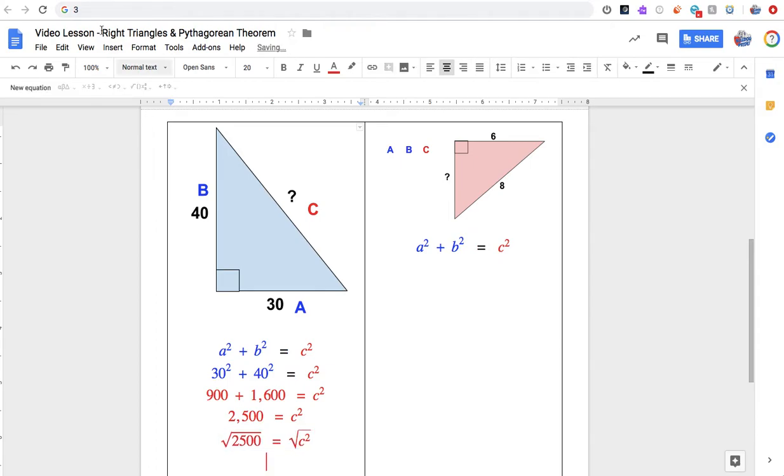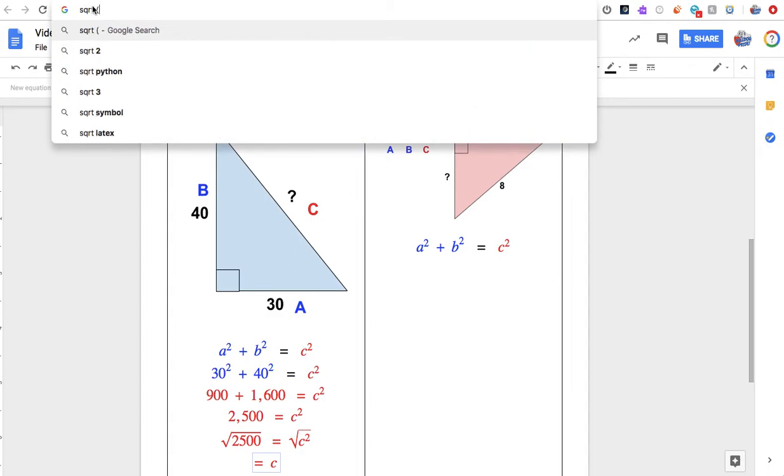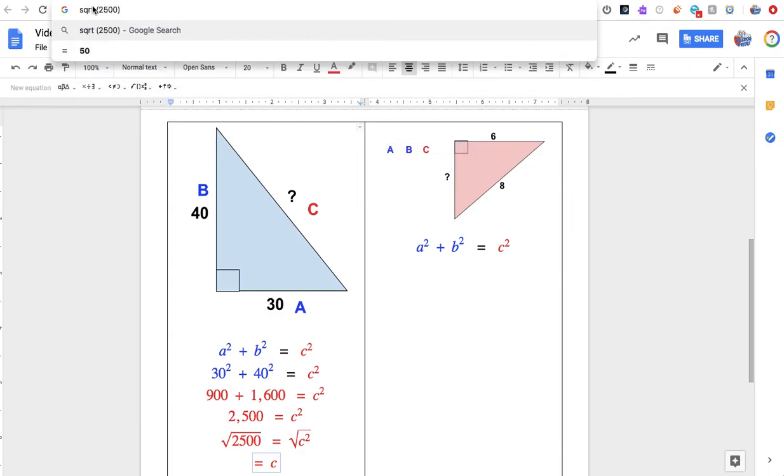The result of this, the square root of c squared, is just c. C is the number squared that would give us c squared. The reason we did the square root is to get rid of that squared. We see why that works. That means we have to do the same thing to both sides. The square root of 2500, I'll first put it into a calculator. Square root of 2500 gives us 50.